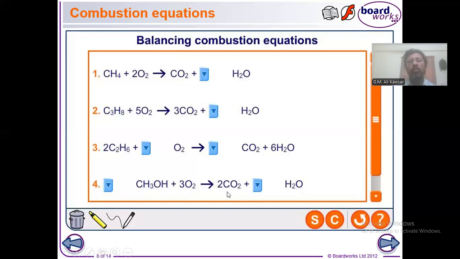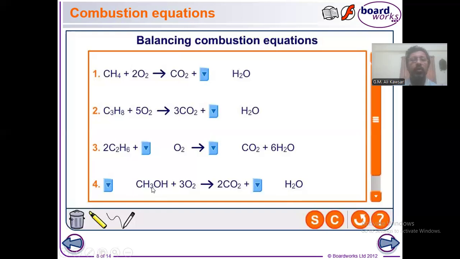4 and 2 to the 4, that means 8. Sorry, let me check it again. Here, the number of carbon, I think it is not balanced. Now we should not have anything before carbon dioxide. As a result, for the number of oxygen you have to put 4 here before water.